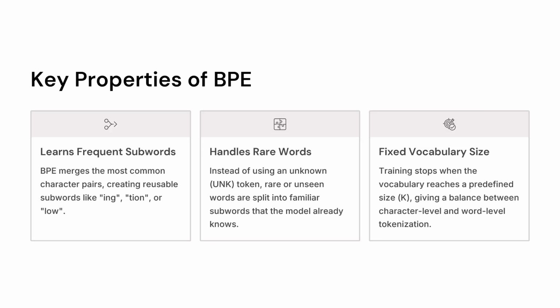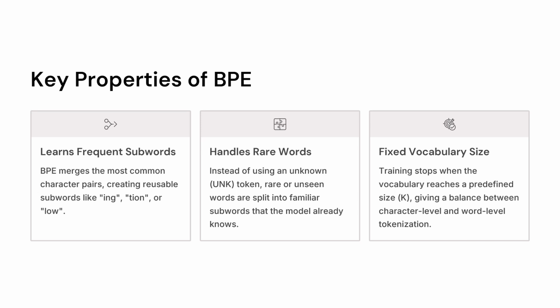So before ending, let's take a look at the key properties of byte pair encoding. First, it learns frequent subwords. The subwords which occur the most number of times together, it learns how to merge them and treat them as a single unit, which creates reusable subwords.